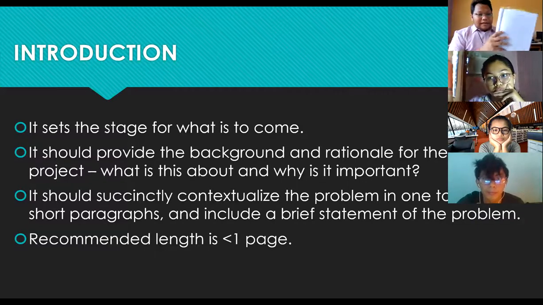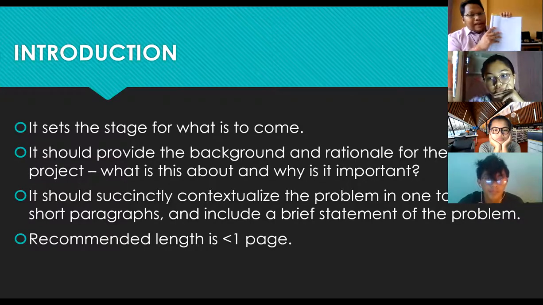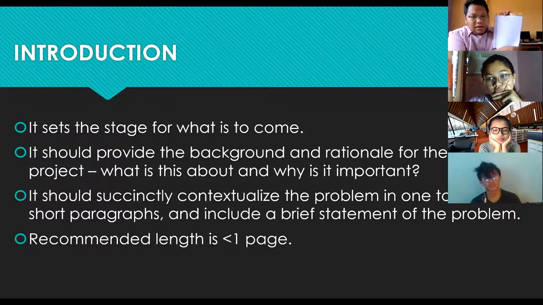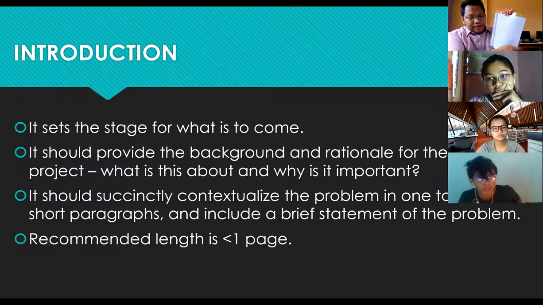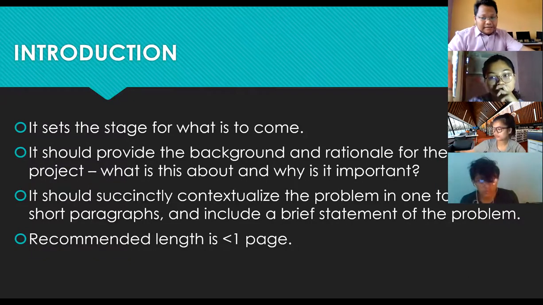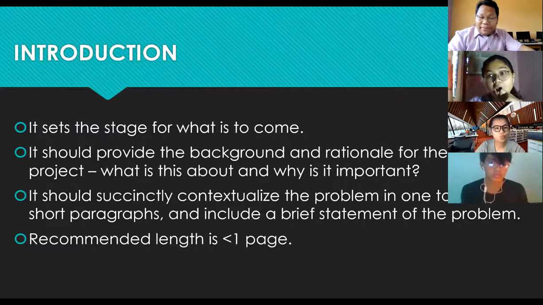Let's assume that it looks like this. So the introduction will be found somewhere here, depending on the finalization of our format. And it should not go beyond this paper. That's the full length of the introduction. And take note, that length is already placed in double spacing. That has already been double spaced.